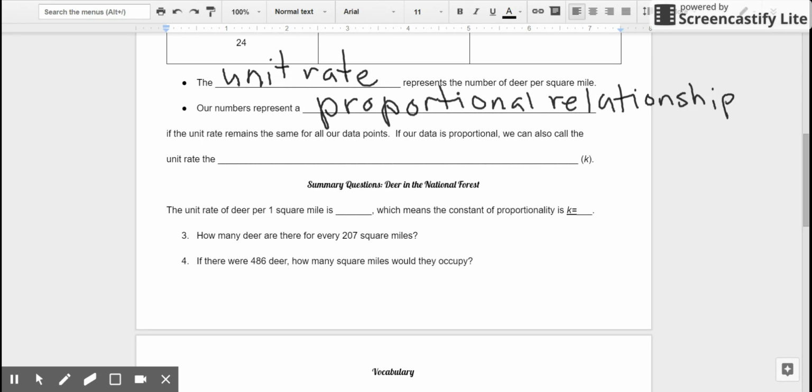So in this scenario, you should have found that yes, the deer per square mile is consistent, meaning the relationship between deer and area is a proportional relationship. So our numbers represent a proportional relationship if the unit rate remains the same for all our data points. If our data is proportional, we can also call the unit rate the constant of proportionality.